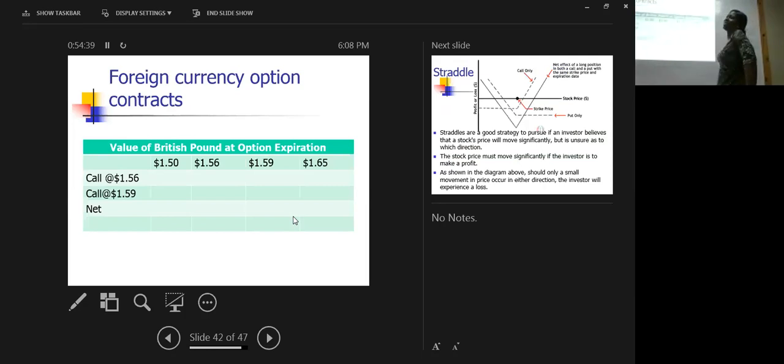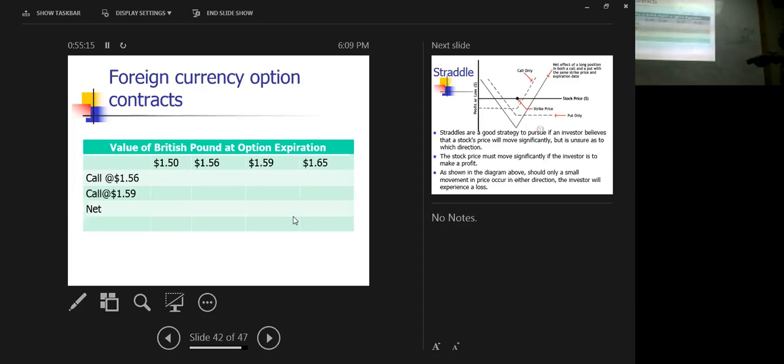Well, easy for me, what you're supposed to say. Technically I should read them, but I just forget them. So this is the value of the British pound at expiration, and I want to know the net, or the profit. If I put payoff, that means I just want S minus K or K minus S, but I want net. So let's try and fill these in together.